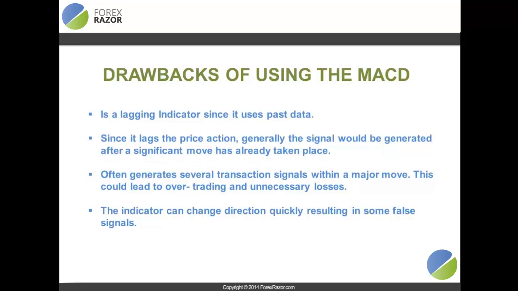Moreover, it often generates several transaction signals within a major trend move. This could often lead to overtrading and unnecessary losses. Another major drawback is that this indicator can change the direction very quickly through its crossovers above or below the zero baseline, resulting in some false trade signals.